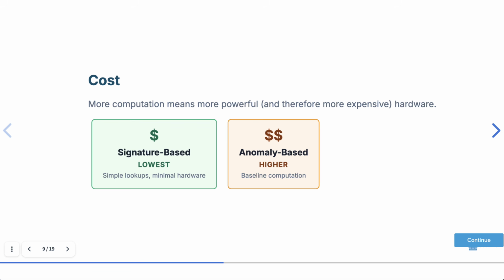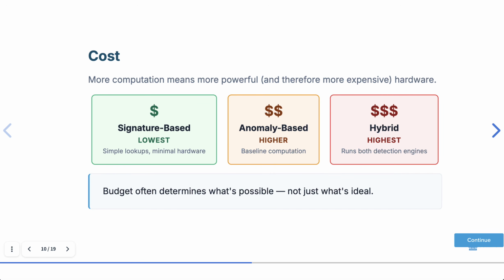Anomaly-based has a higher cost. Baseline computation requires greater processing power. To run anomaly-based detection at scale, you need significantly more hardware, more CPU, more memory, plus the added overhead of maintaining a regularly updated behavioral baseline. Hybrid has the highest cost, running both detection engines. Hybrid carries the hardware burden of both methods running simultaneously.